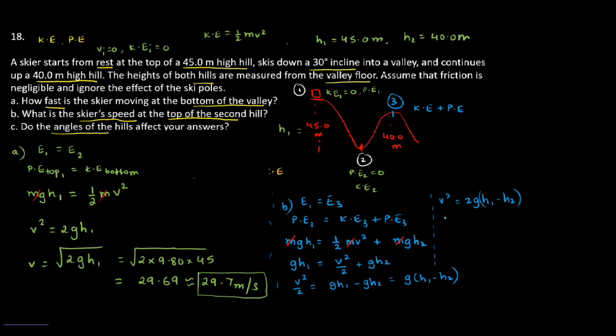I want to find v, not v squared. So we take the square root on both sides: square root of 2g(h1 minus h2). Now solve for this. g is 9.8. h1 is the height of the first hill, which is 45. h2 is the height of the second hill, which is 40. And when you solve this, you get your answer as 9.9 meters per second. So this is the speed of the skier at the top of the second hill.